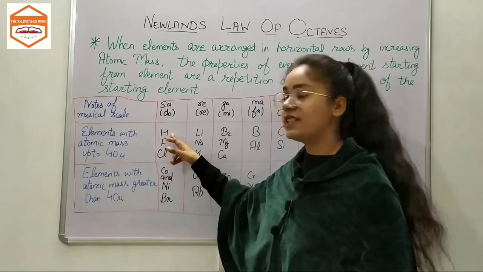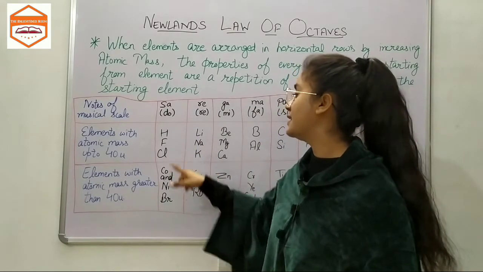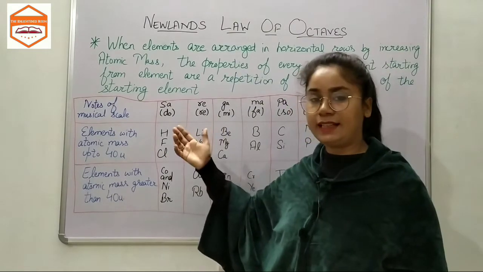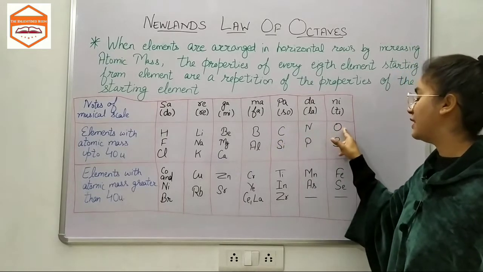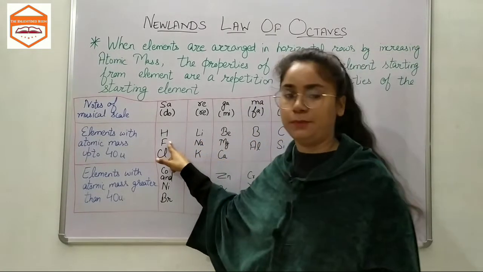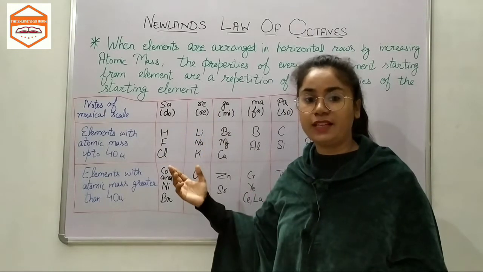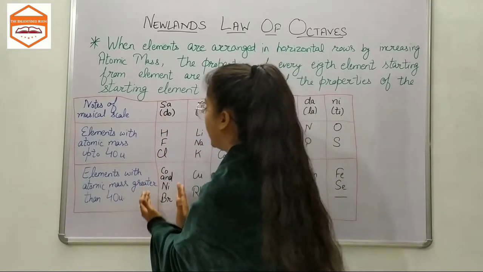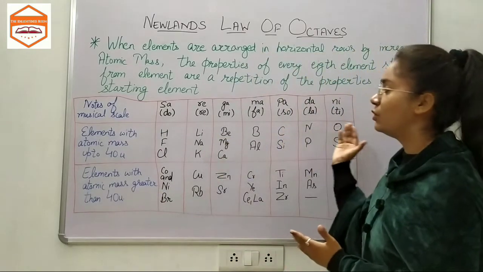So this is the first element here. Now we're going to look for the eighth element. The first element here is hydrogen, and now we're going to take a look at the eighth element. So 1, 2, 3, 4, 5, 6, 7, and here is the eighth element. That means the properties of hydrogen and fluorine would resemble each other. Now this trend does not apply only to the first group, it also applies to other groups.